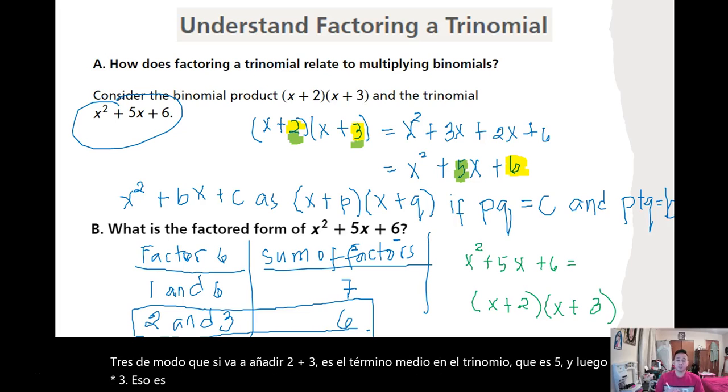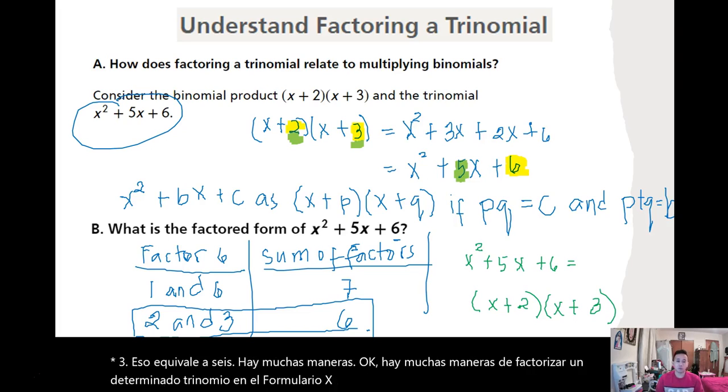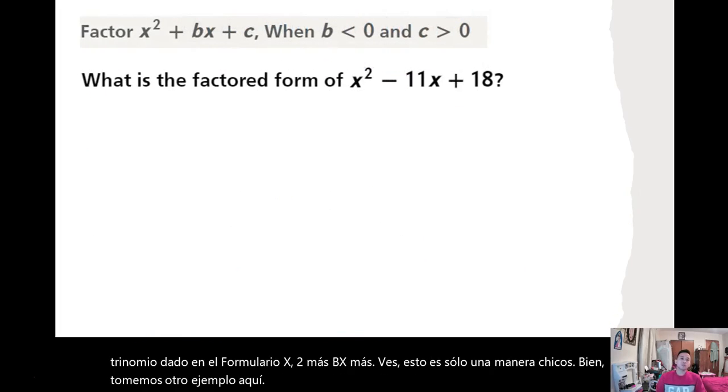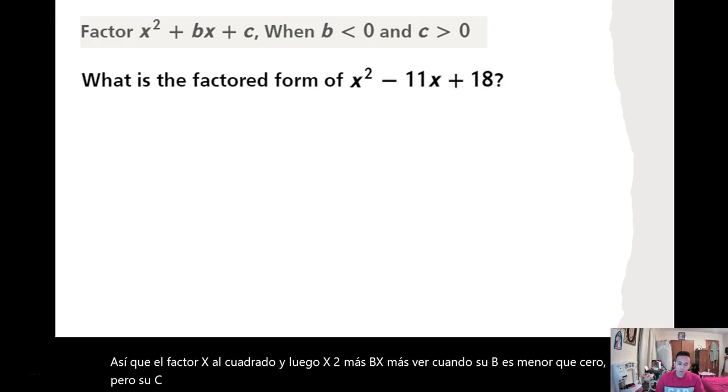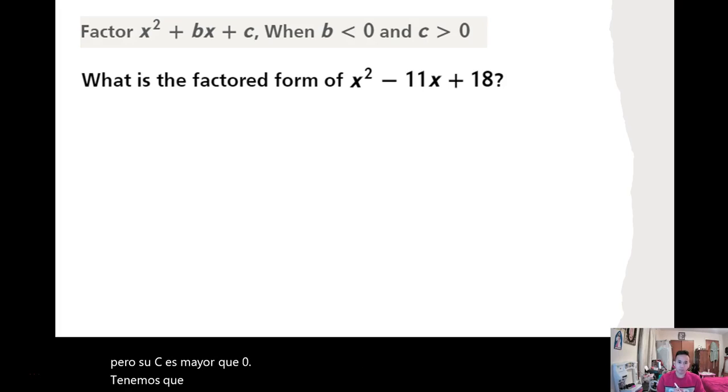There's a lot of ways to factor a trinomial in the form x squared plus bx plus c. This is just one way, guys. Let's take another example. Factor x squared plus bx plus c when b is less than 0 but c is greater than 0. We have to identify the factor pair of 18 that has a sum of -11.